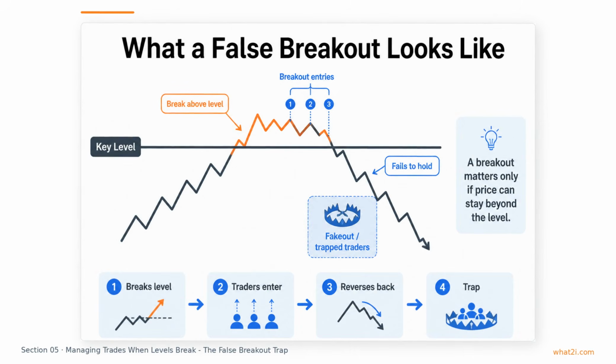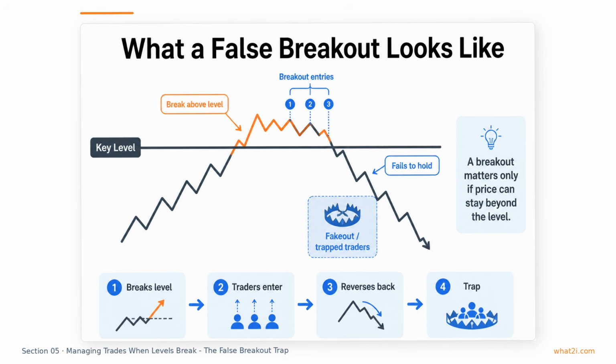Eventually, every trader runs into the problem of false breakouts. Price moves beyond an important support or resistance level, breakout traders jump in, and then the market quickly reverses back through the level. What looked like the start of momentum becomes a trap. The core issue is that a breakout only matters if price can stay beyond the level. If it cannot hold there, the market is not truly accepting the new area. Recognizing this idea is essential for managing breakouts with more caution.